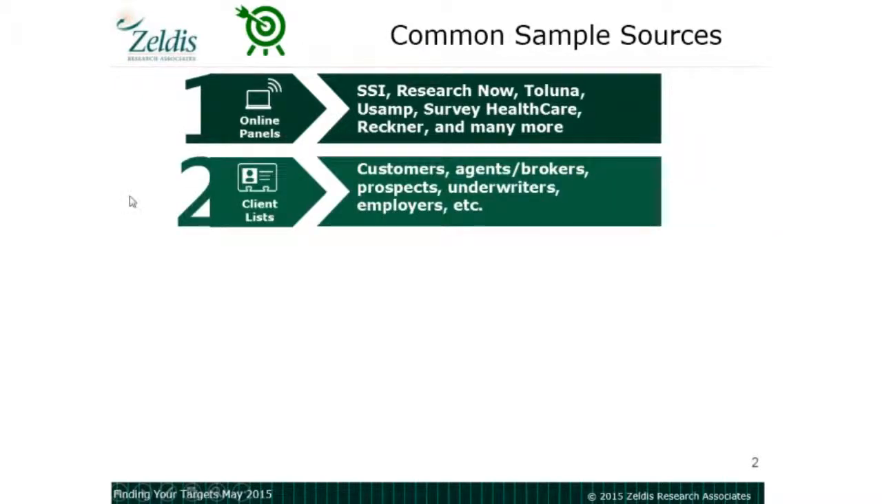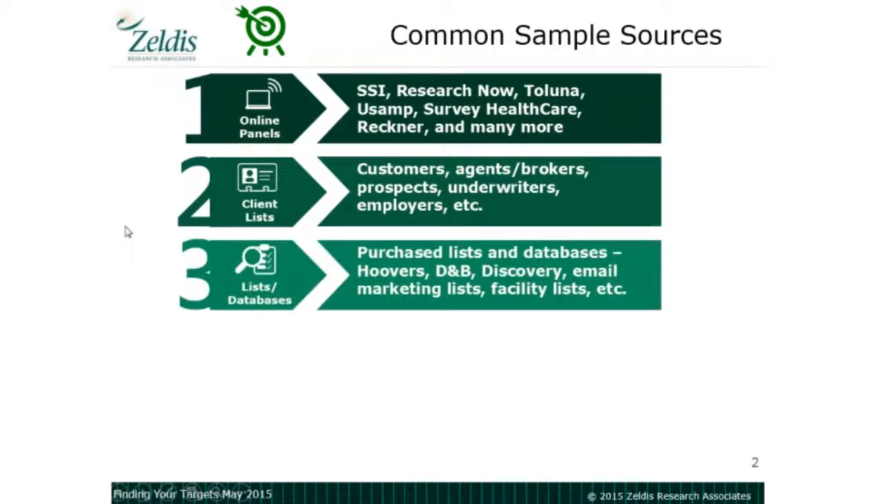We also often work with lists sent in by our clients: customer lists, member lists, sometimes prospect lists, B2B lists of agents and brokers, all types of lists. We also work with purchased lists and database subscriptions often, Hoover's, D&B, that type of thing. We also use something called the Discovery Database, which is a list of agents and financial advisors. We work with email lists, facility lists.